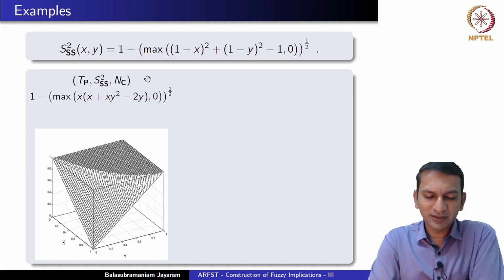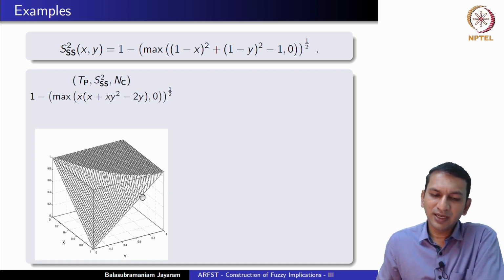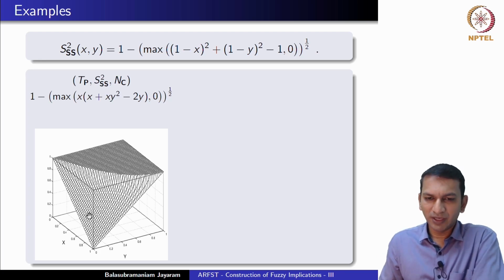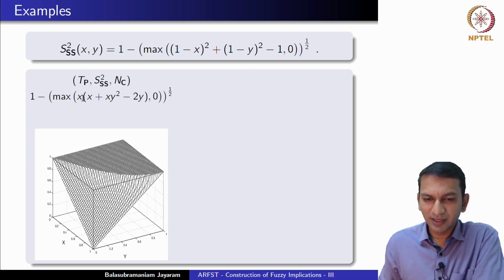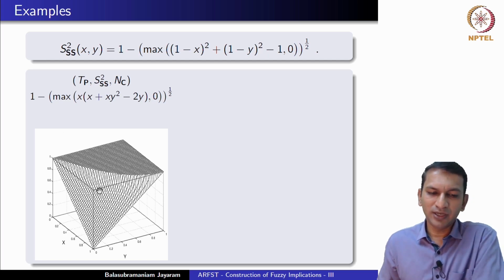The graph of it looks like this. As you can see, it has the neutrality property. Its natural negation is 1 minus x. It also has the identity property. So if you put y equal to 0 here, then what we get is the square root of 1 minus x squared, and under the root, x squared, so you will get 1 minus x, which is the natural negation of this fuzzy implication.